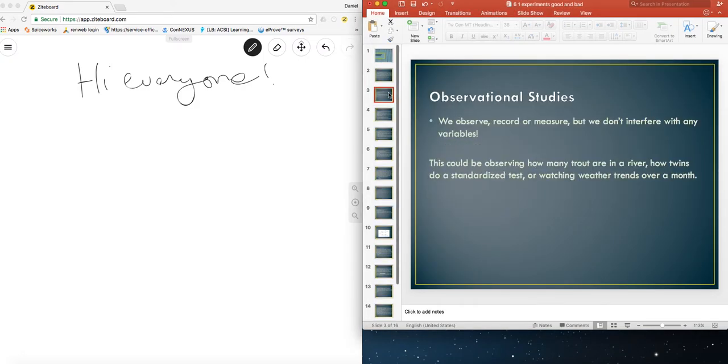All right. So first of all, this is kind of a review. Observational studies, if we remember, is something that you observe. You can record variables or you can even measure variables, but you're not allowed to actually interfere with those. The examples would be you could count how much of a specific type of wildlife there is in an area. You could take a bunch of pairs of twins and see how they do on standardized tests, and you could compare them. You could look at weather trends. There's a bunch of things that you can do that are observational studies.